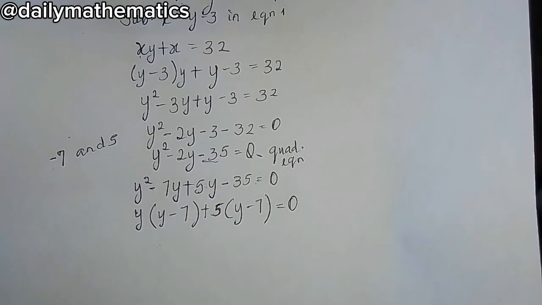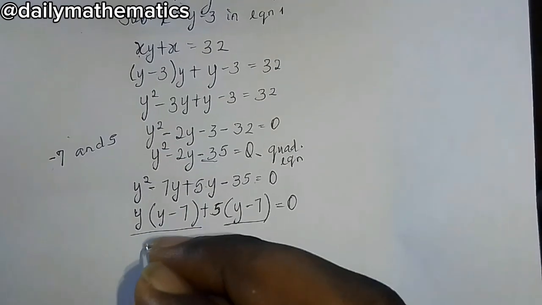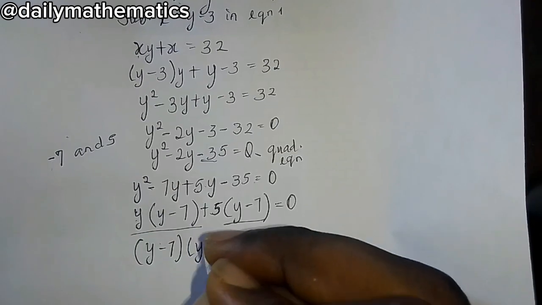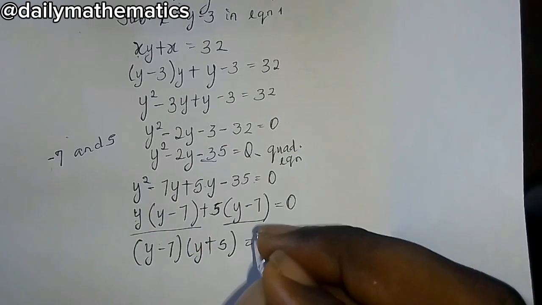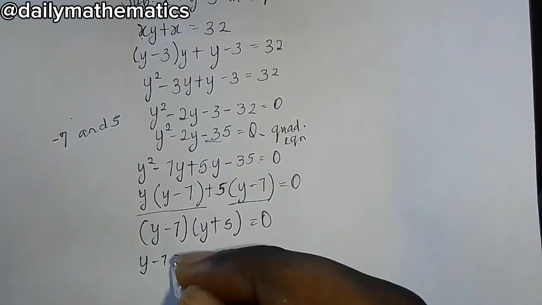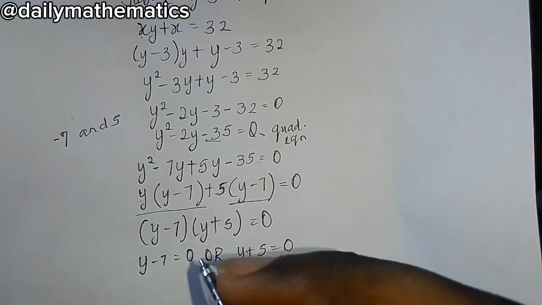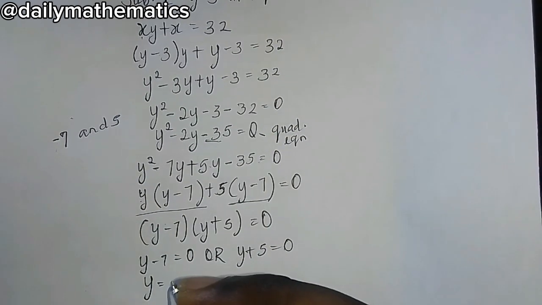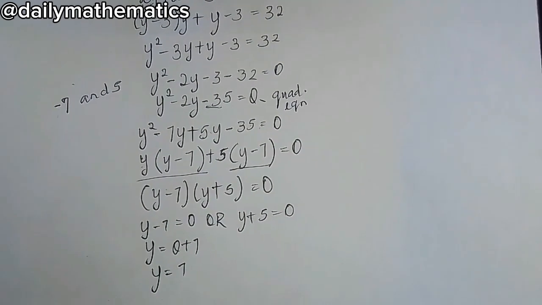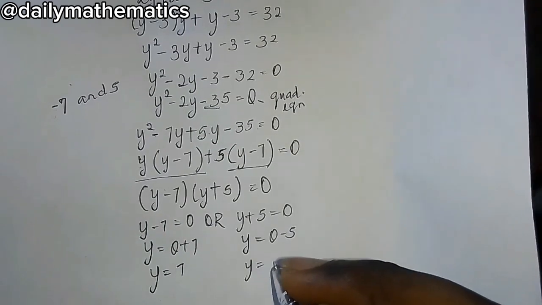Right? So what's the next thing for us to do? Here we can see y minus 7 here and y minus 7 here. We'll factorize it out. When we bring it out from here, we have y left here, and when we bring it out from here, we have 5 equals 0. We equate each bracket with 0: y minus 7 equals 0, or y plus 5 equals 0. So y equals 0 plus 7, y equals 7, or y equals 0 minus 5, and y equals minus 5.